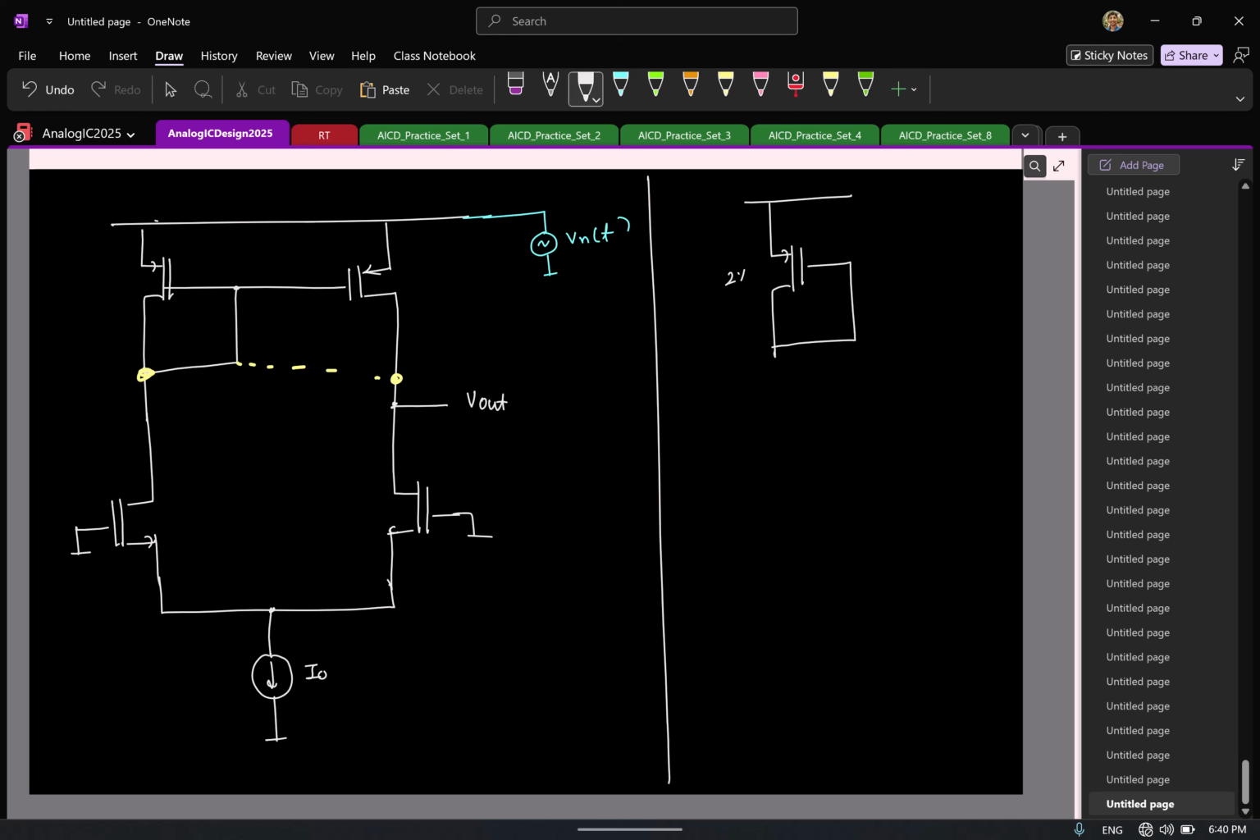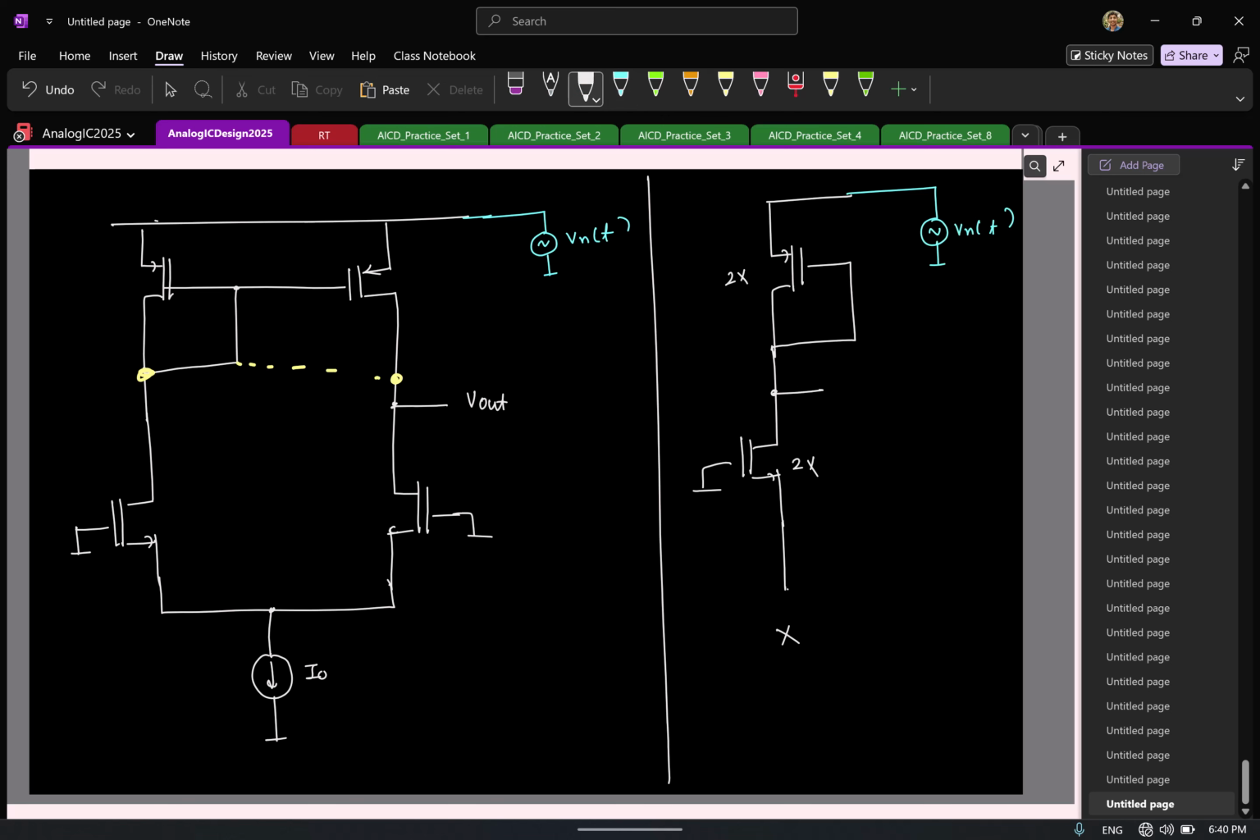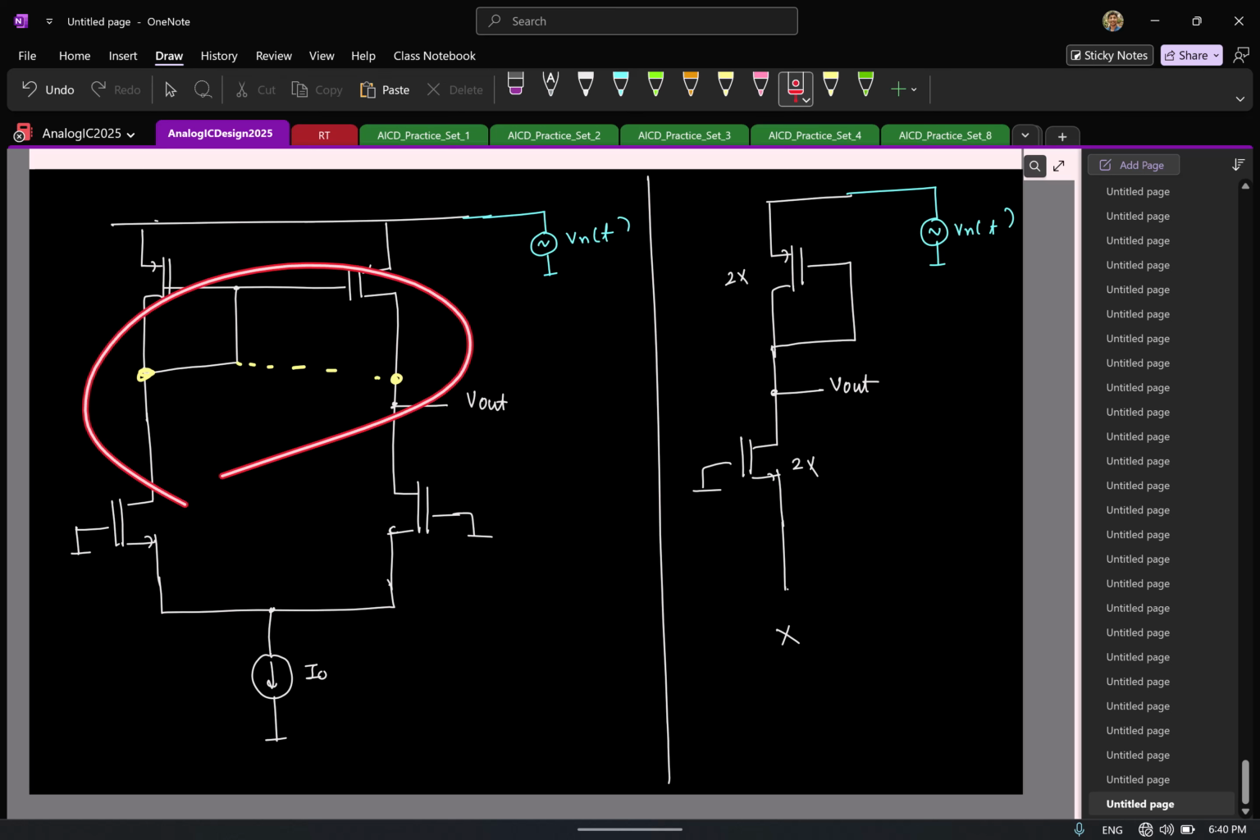So I have 2x of the PMOS here, 2x of the NMOS, and let's say we have the current source. And for small signals, the current source is open circuit. Right? So here is where you have the N of t. And remember that this principle of using the symmetry is valid even for large signals. Okay, so anyways, now we have got this.